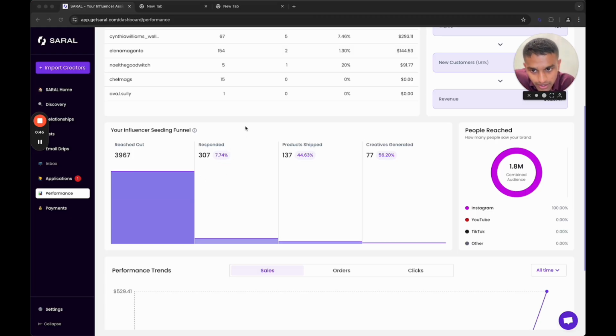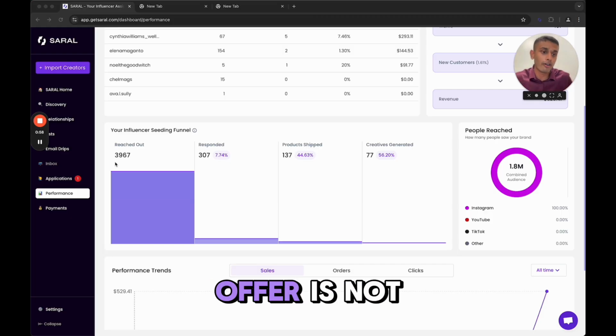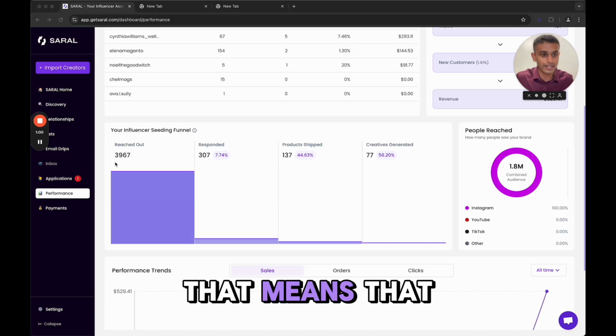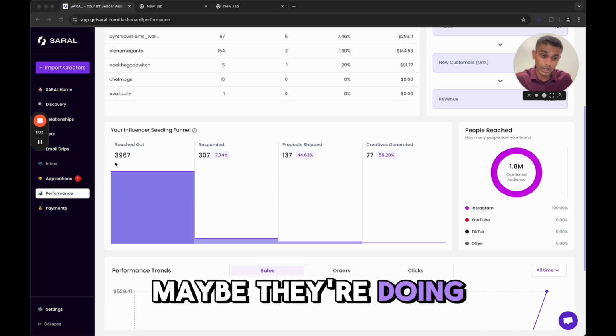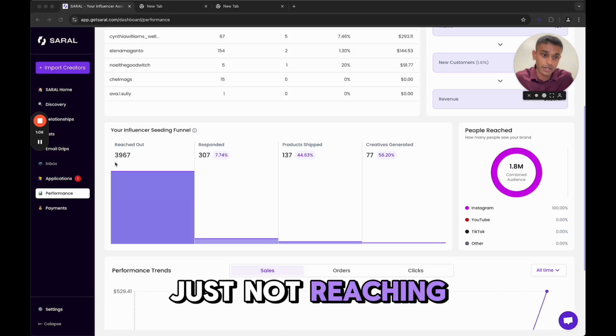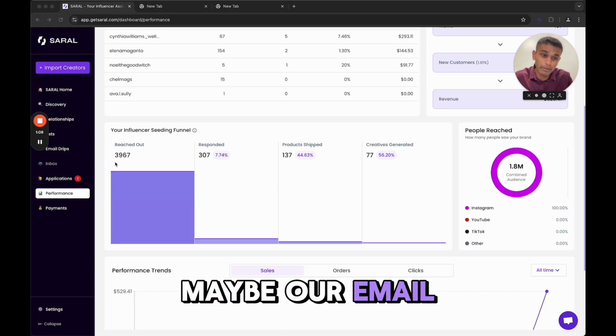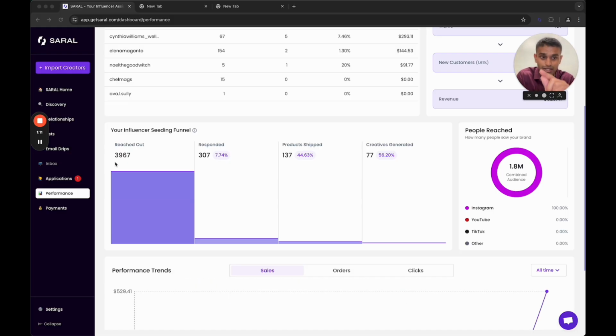Look what's happening here. There is only a 7% response rate, which means only 307 people have responded to us of the 4,000 that we've reached out to. That is a huge issue. That means the offer is not resonating. That means that the people we're reaching out to, maybe we're doing a lot of junk volume. Maybe we're just not reaching out to the right set of people. Maybe our email copy is bad. Start thinking along these lines. So this is the main bottleneck.